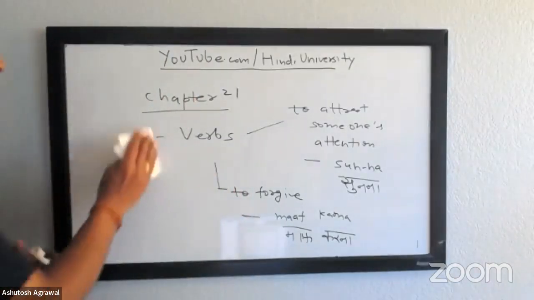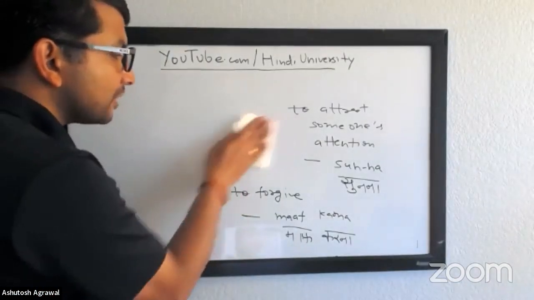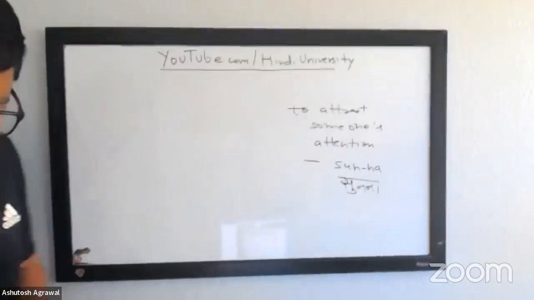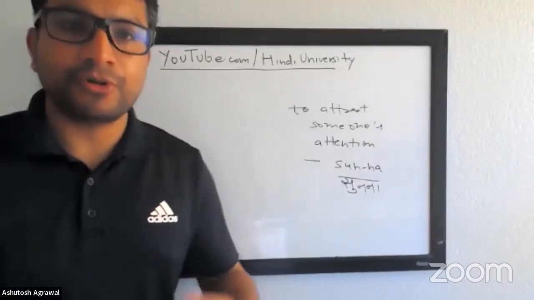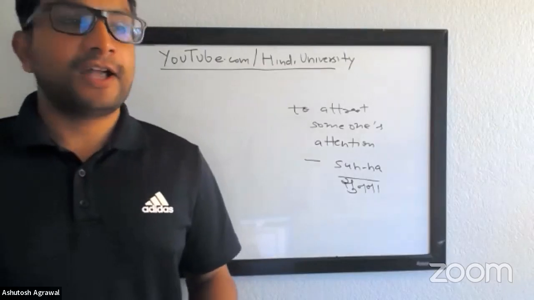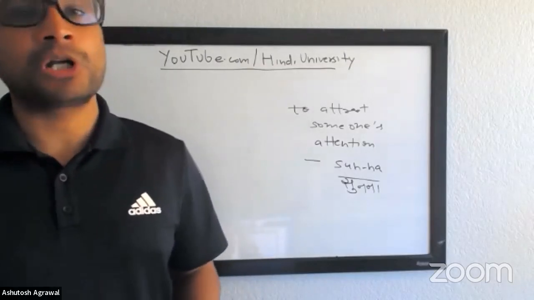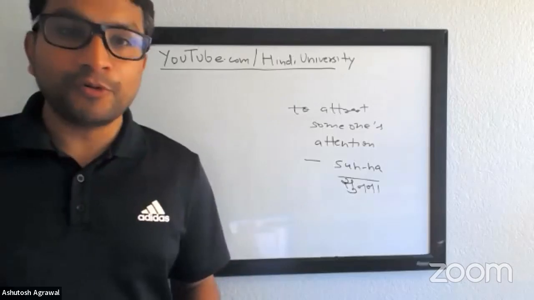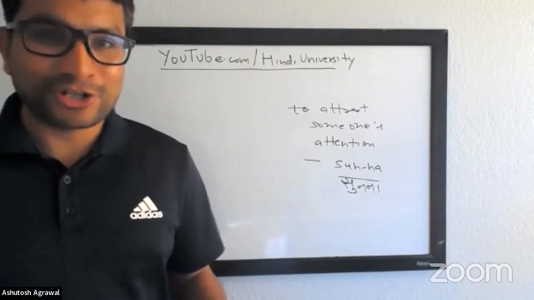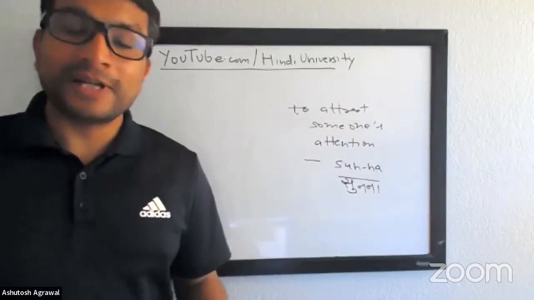We'll start with the first word, sunana, when you want to attract someone's attention. So let's say you are walking on a street and you want to find out the direction of a place. Let's say you are in India or a small town in India and you want to know where to go from the place you landed. Let's say it's a railway station. You want to get someone's attention.